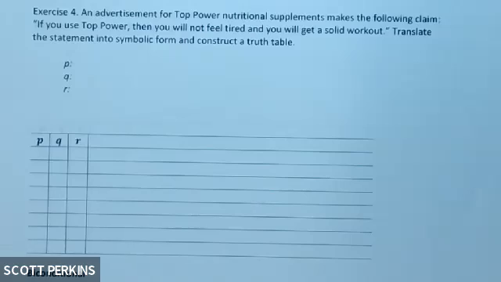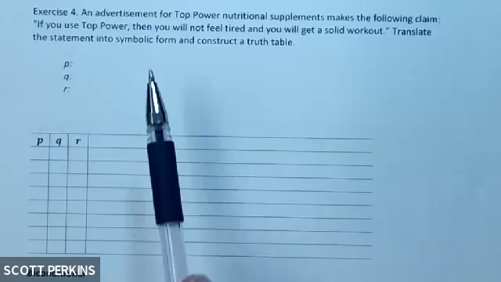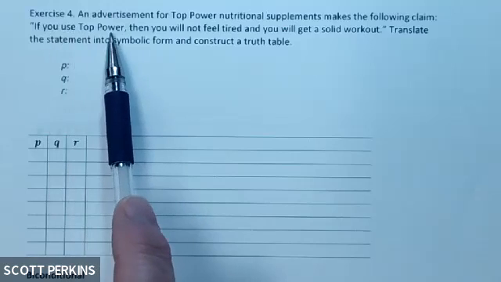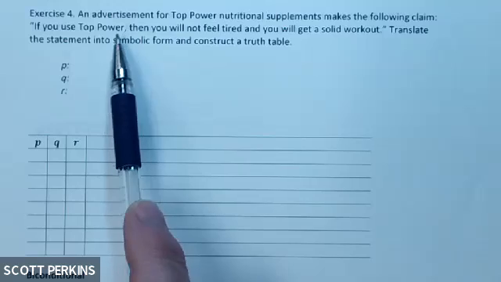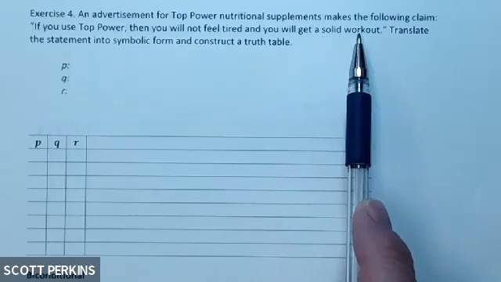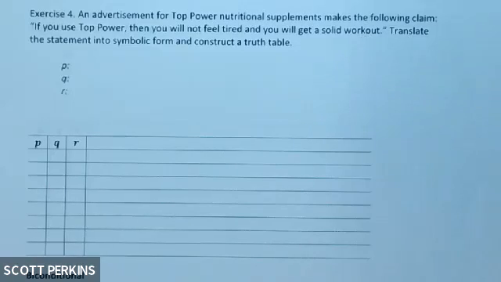Here's what I would like you to do. We're going to link what we're doing now together with something we did in section 1. We did this in section 3.2 with a conjunction statement. I've given you this statement right here. If you use top power, comma, then you will not feel tired and you will get a solid workout. So we're going to do this. There's 3 steps to this problem. We're going to do this in phases together.